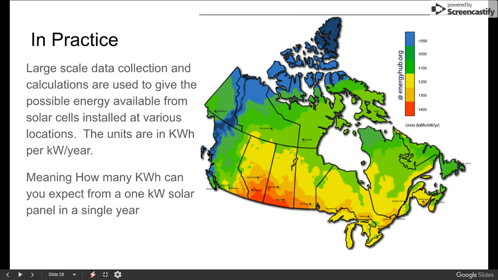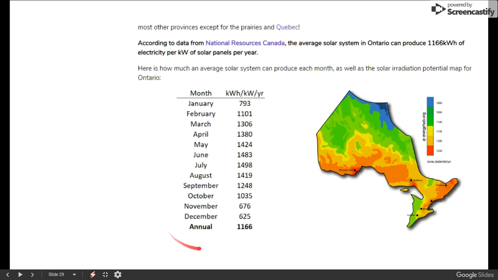In practice, energy companies will put out these maps, and they will show you where you can best utilize solar power in the country. They have the weird units of kilowatt hours per kilowatt year. And what that means is, if you install a 1 kilowatt panel and let it run for a year, what is the total energy you might create? So in Ontario, let's round this number, we'll call it 1,000. If you put in a 1,000 watt solar panel in Ontario, by the end of the year, you might get 1,000 kilowatt hours of energy.